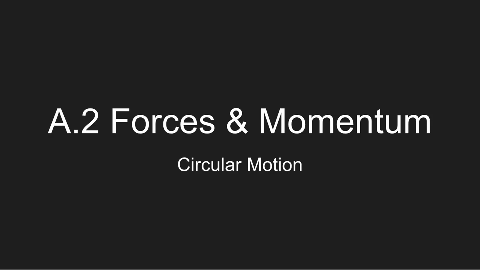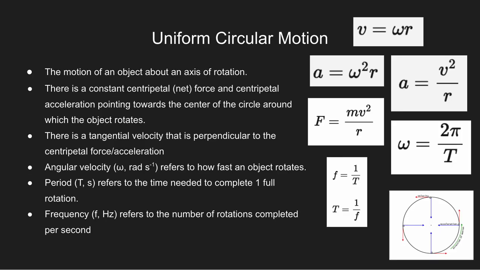A bit of topic 8.2 is circular motion. When referring to 8.2, we only look at uniform circular motion, which means that there's a constant angular velocity, and we'll get to what that means later. But circular motion just refers to the motion of an object about an axis of rotation, and as is fairly self-explanatory in the name, it moves around in a circle, as you can see here in this diagram.